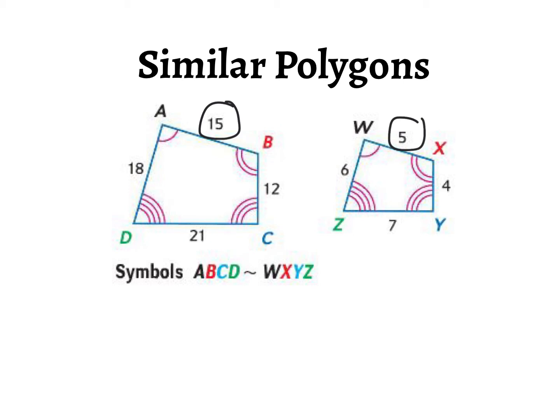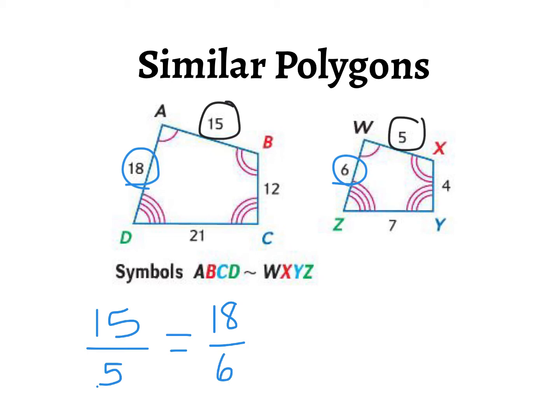What similarity means is this: the ratio between the sides, 15 is to 5, is going to be the same as the ratio of 18 to 6. If you think about it, 15 divided by 5 is 3, 18 divided by 6 is 3, 12 divided by 4 is also 3, and lastly, 21 divided by 7 is also 3.